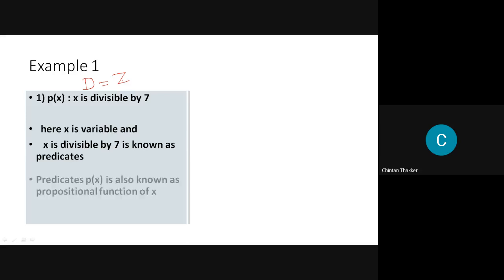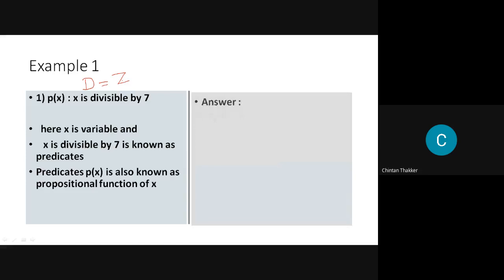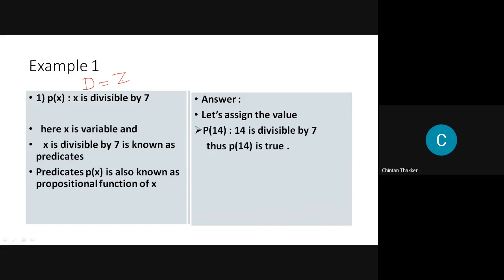Here we have taken two values. First we take 14. 14 is divisible by 7, so P of 14 is true. Then we take 5. 5 is not divisible by 7, so P of 5 is not true. That is, P of 5 is false.